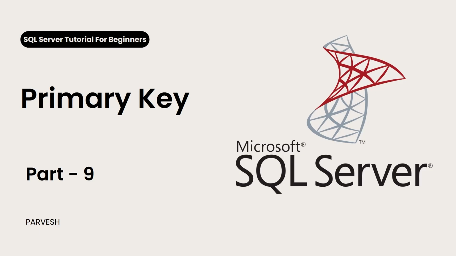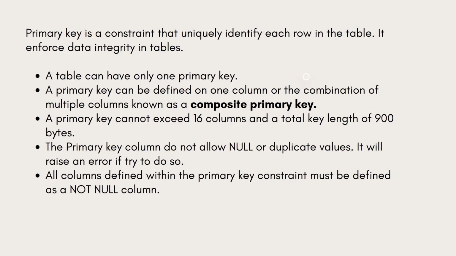In this video, let's understand about primary key in SQL Server. Primary key is a constraint that uniquely identifies each row in a table. It enforces data integrity in tables. Let's first understand why primary key is needed and what is the importance of having a primary key in a table.